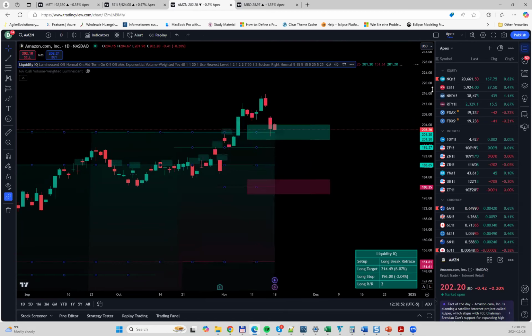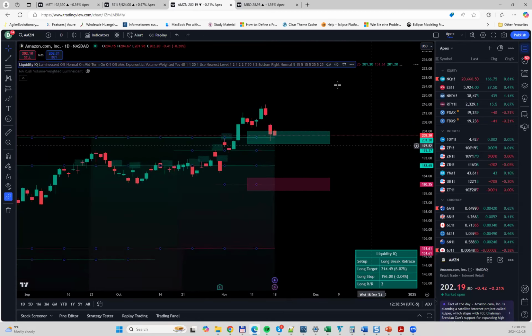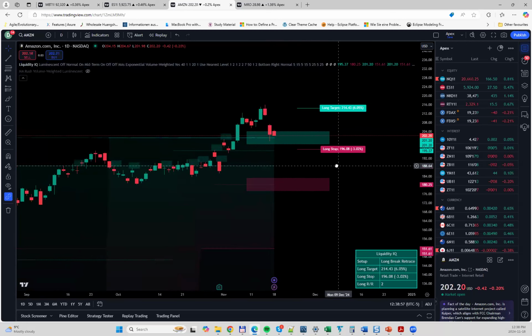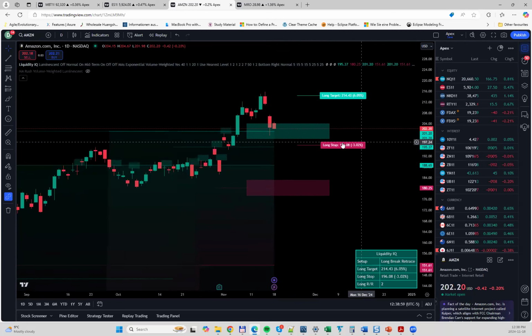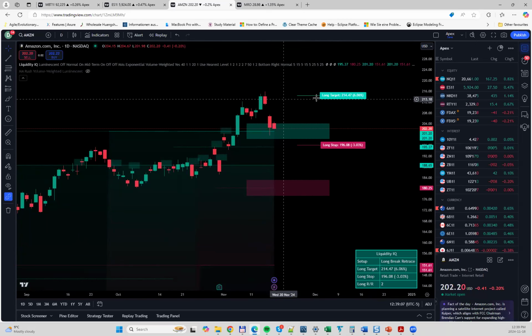Once done, the indicator will recalculate and show you directly in the chart, hey, place your stop loss directly below this resistance level, which is now acting as support, at this level here, 196.08. And your target just near these all-time highs at 214.44.